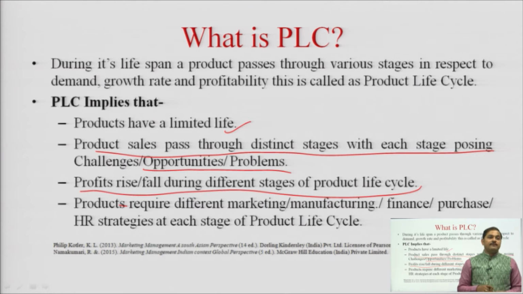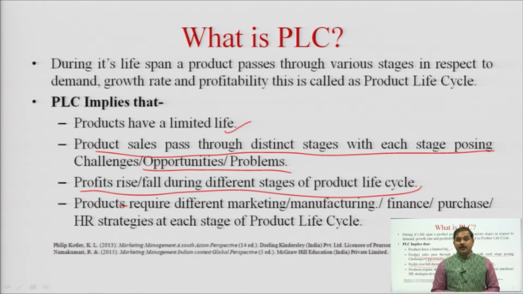The product requires different marketing, manufacturing, finance, purchase and HR strategies at each stage of its product life cycle. As the product passes through the different phases, it is going to adopt multiple strategic changes in the key domains of the organization, like marketing, promotion, distribution, logistics, finance, purchase, raw material and HR. Every strategy needs to be upgraded and modified depending on the kind of market we are in and the kind of response we are going to get in that market for that product.